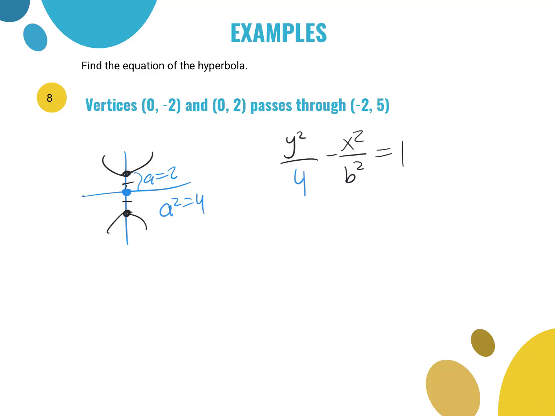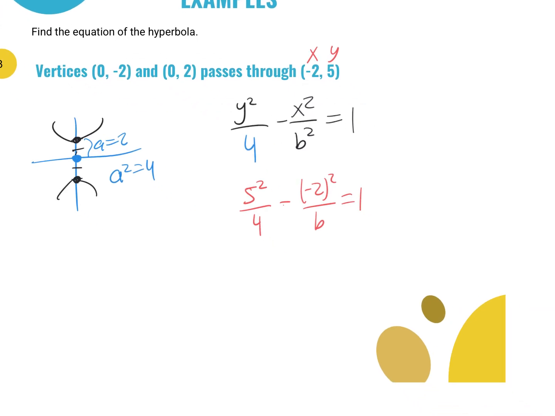All right, we also have that it passes through (-2, 5). That would make that x and that y. All right, so then we're going to plug in all of that information, and we're going to solve for whatever's missing, which is b squared. All right, so I get y squared, so 5 squared over 4, minus x squared, so minus (-2) squared over b squared equals 1. And that's going to get us 25 over 4 minus 4 over b squared equals 1. Sorry, don't forget the square.